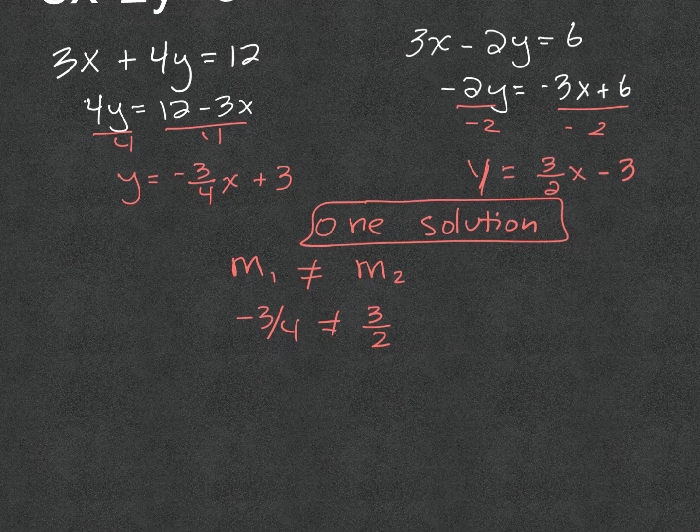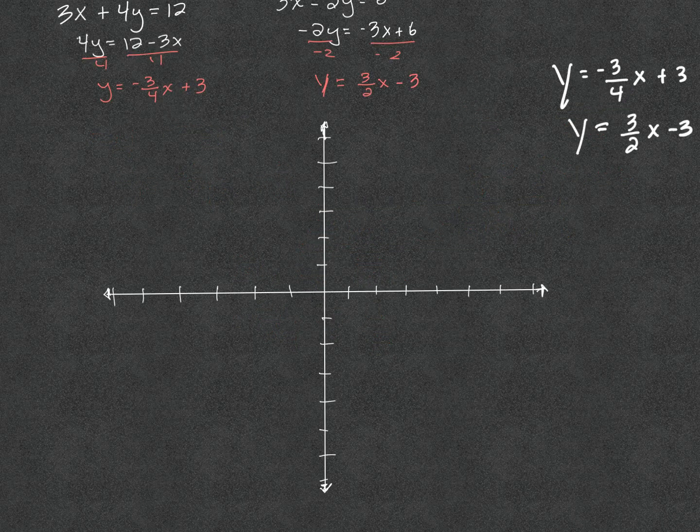Let's go ahead and graph these. We have a graph here, with the x-axis and the y-axis. I rewrote these equations over here. Number 1, y equals negative 3 over 4x plus 3. Where do we start? We start at the y-intercept.